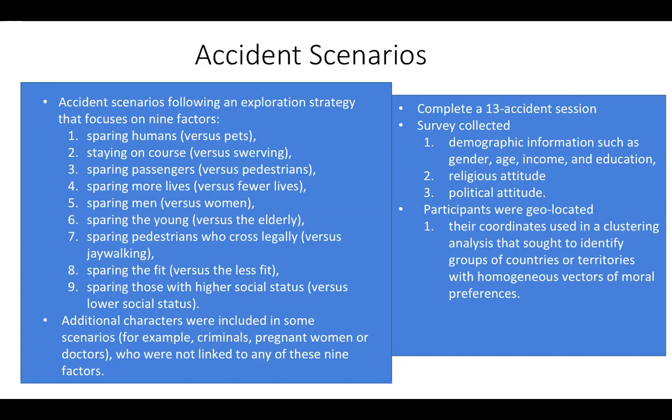That's why they collected the geolocation, and based on it they did some clustering, and these clusters were used later to identify the homogeneity in the moral preferences across a geography. First, they studied global preferences. Let's see what they did.